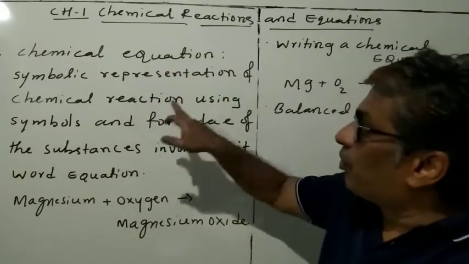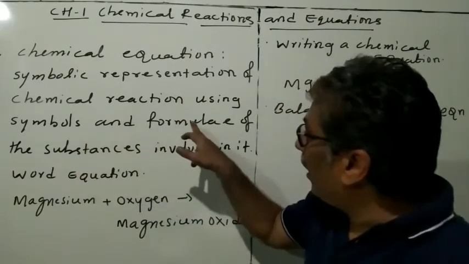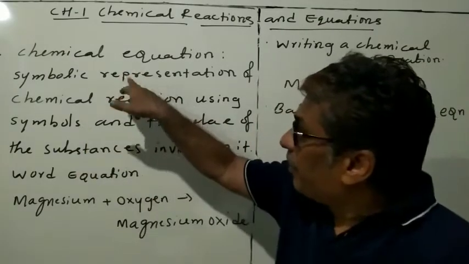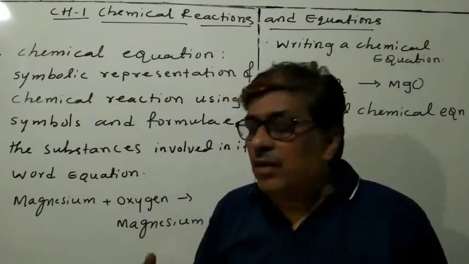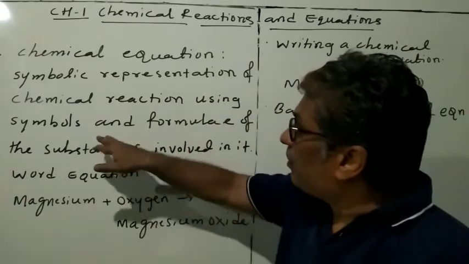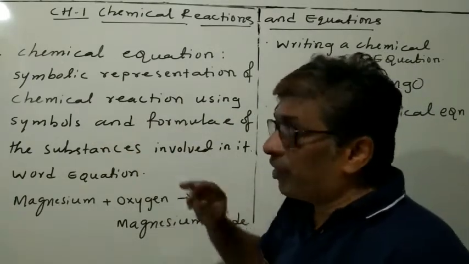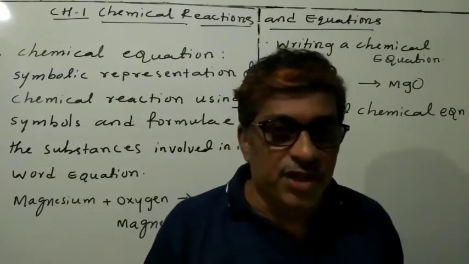A symbolic representation of a chemical reaction using the symbols and formulas of the substances. See, a chemical equation is nothing but a symbolic representation, writing the formulas of the substances involved in it. So that is called a chemical equation.